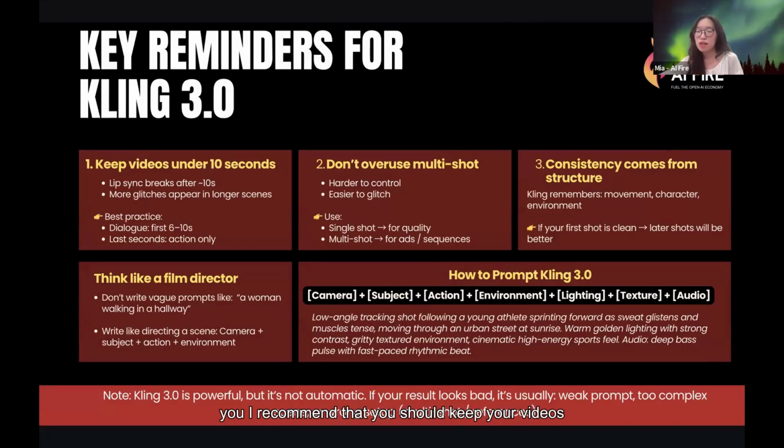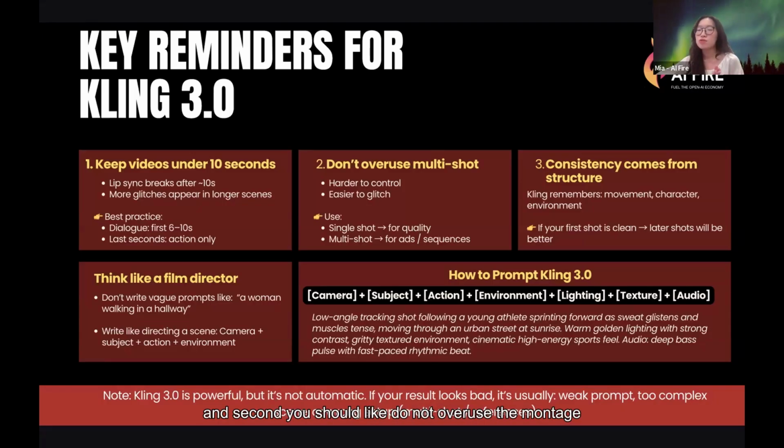So first, I recommend that you keep your videos under 10 seconds. That is probably the most important one because after around 10 seconds, things might start breaking, like the lip sync goes off, more glitches show up, and the scene gets unstable. So the best way to use it is simple. Just put your dialogue in the first 6 to 10 seconds and then use the rest for the action. Later on, I will have the video for this one so you can visualize it better.